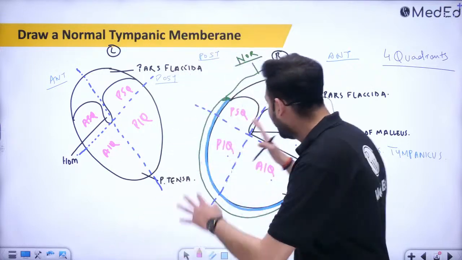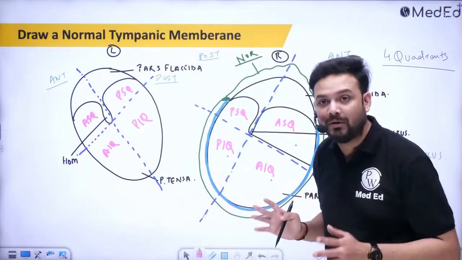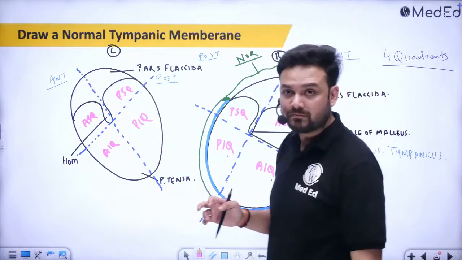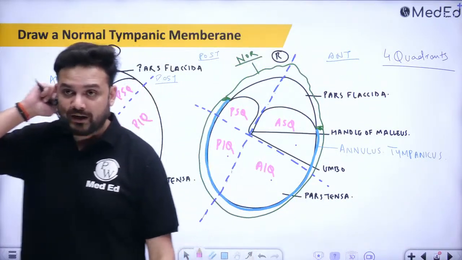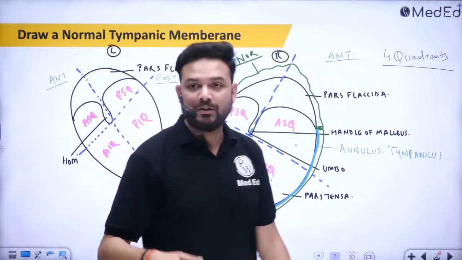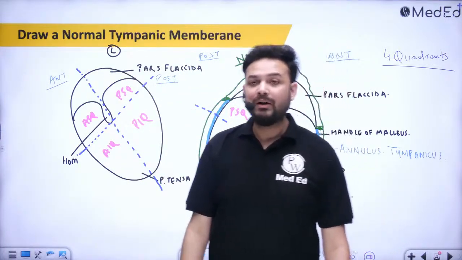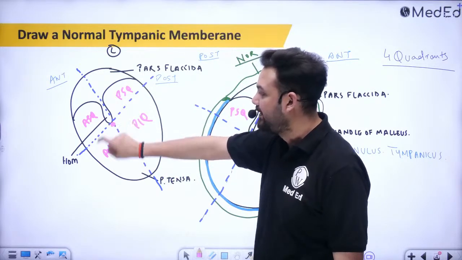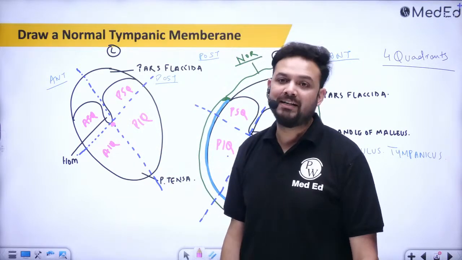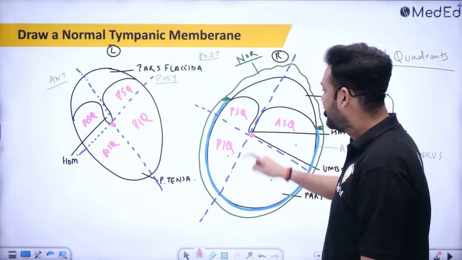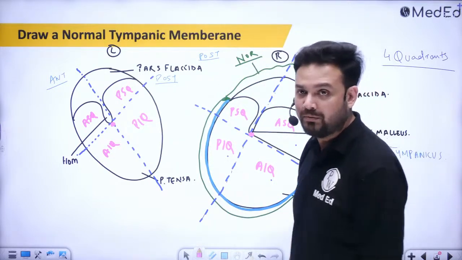अब इतना हमने बना लिया है. Now, this is something which we are seeing normally. Okay? Fine? Right. Now, the umbo is the point where my handle of malleus is attaching. ये point, center. जहाँ पे मेरी handle of malleus attach होती है, this little point where my handle of malleus is attaching, इसे हम umbo कहते हैं. This is called as the umbo.